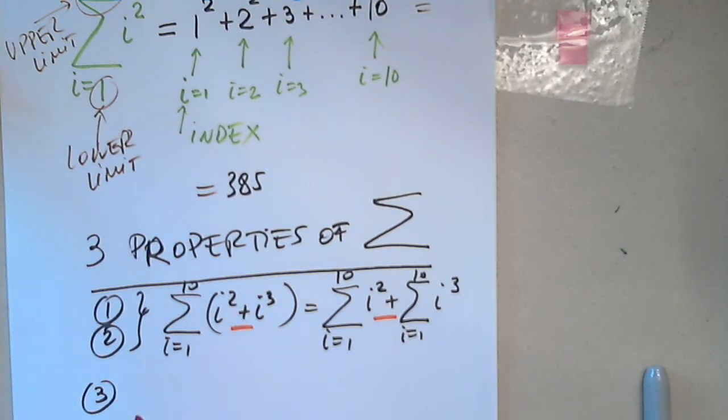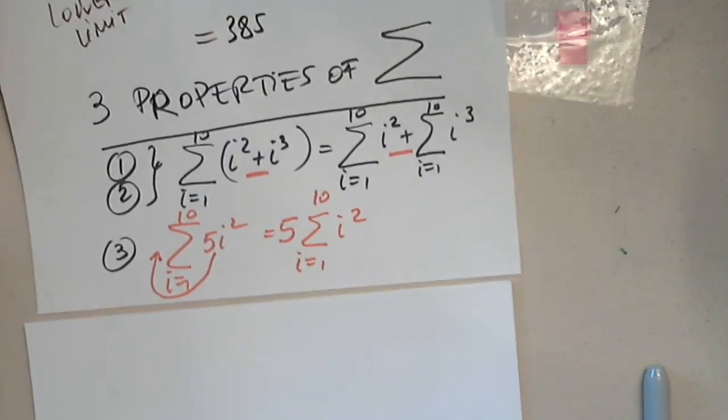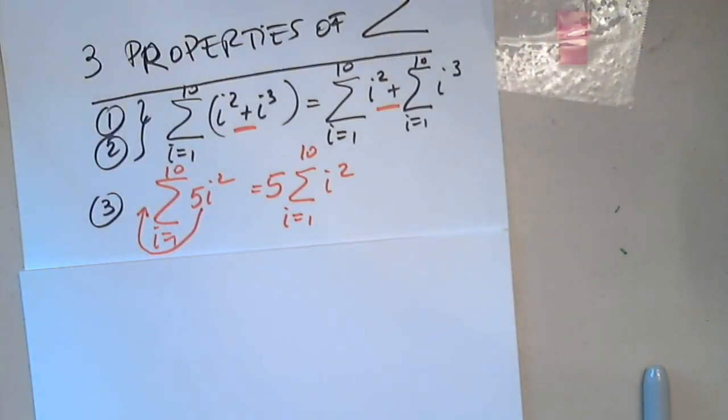And the last one is the sum, let's say, of 5I squared from I equals 1 through 10. It's a constant. The constant goes in front. So this is 5 times the sum of I squared from I equals 1 through 10. Let's practice this with simple examples from your book, and then we can move on to the last step of sequences.